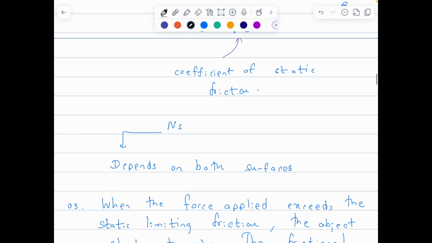So mu s depends on both the surfaces, right? Think of the object and the surface. If the surface is kind of gritty like this, and if the object surface is also gritty like that, both have an effect on what? The friction that's occurring between the two surfaces, right?